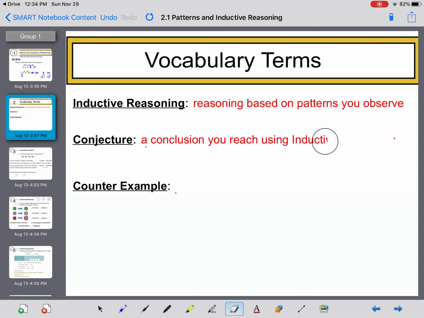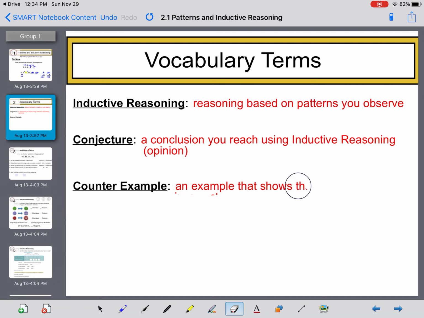Conjecture is a conclusion you reach using inductive reasoning. It is an opinion based on your inductive reasoning. A counterexample is an example that shows that a conjecture is incorrect. So a counterexample disproves a conjecture. Like I said, feel free to pause, get your definitions down, and resume when you are ready.